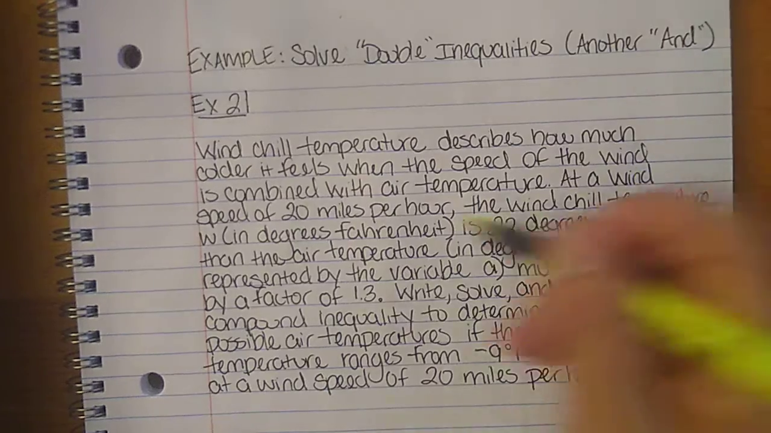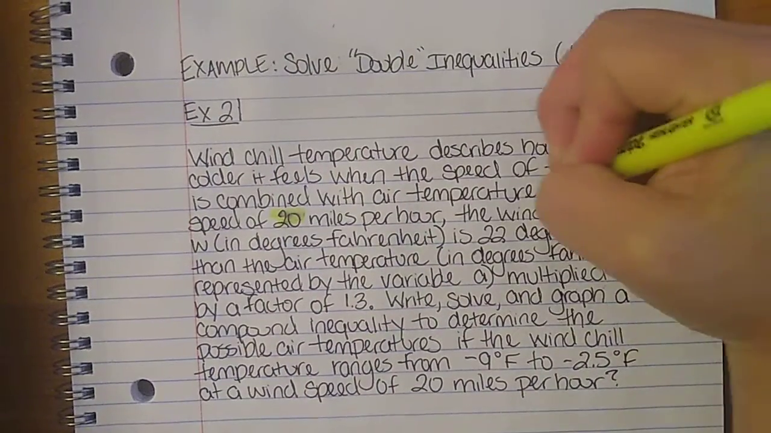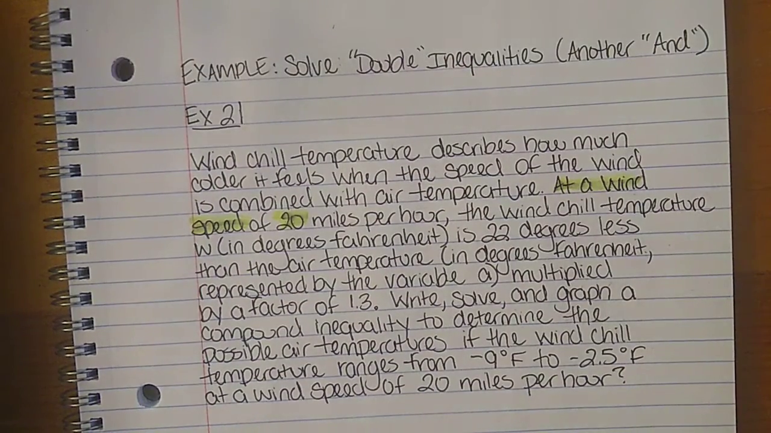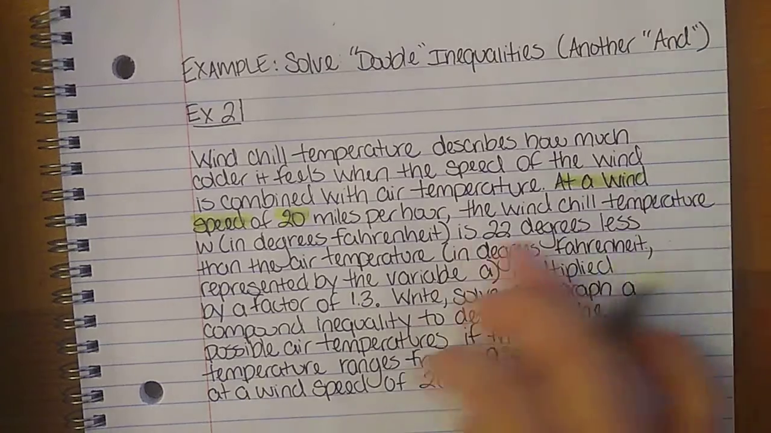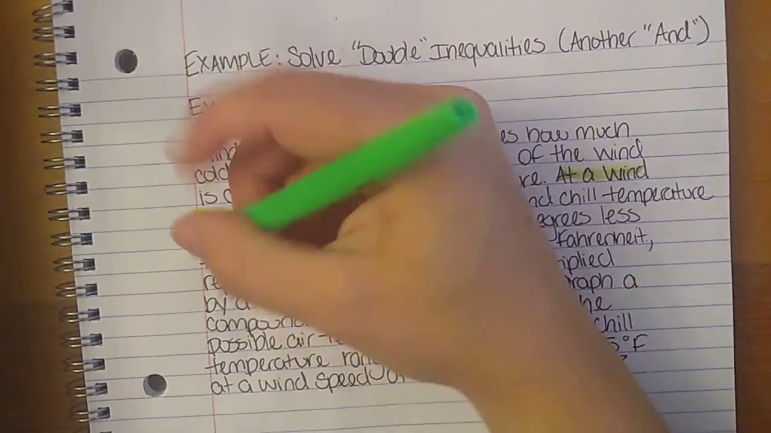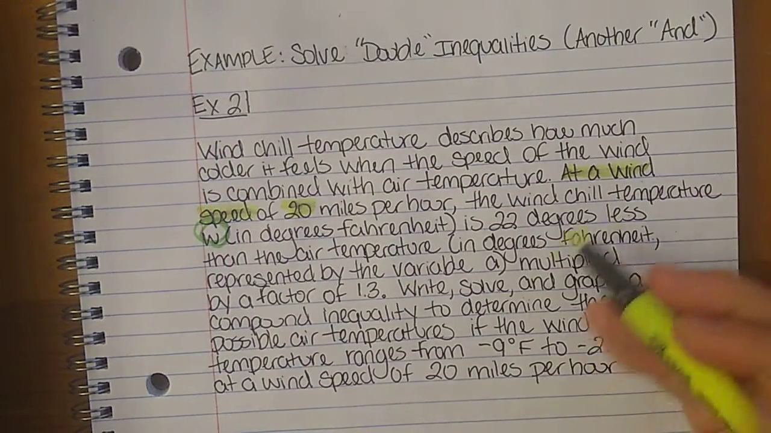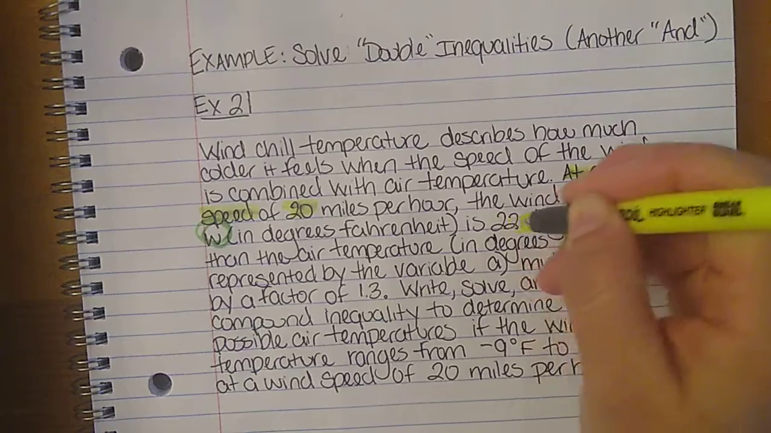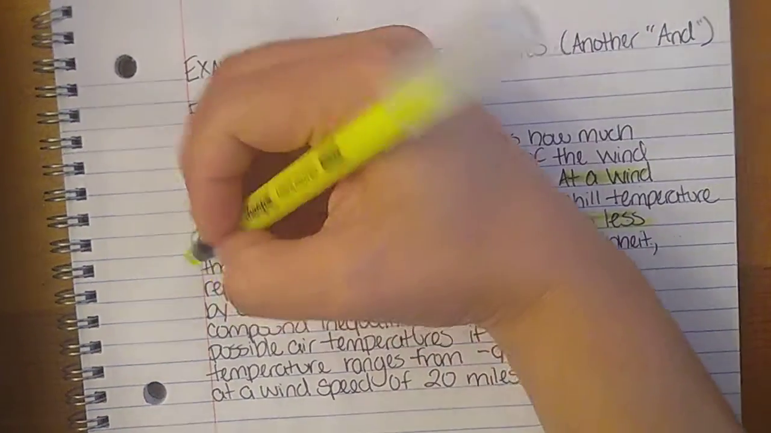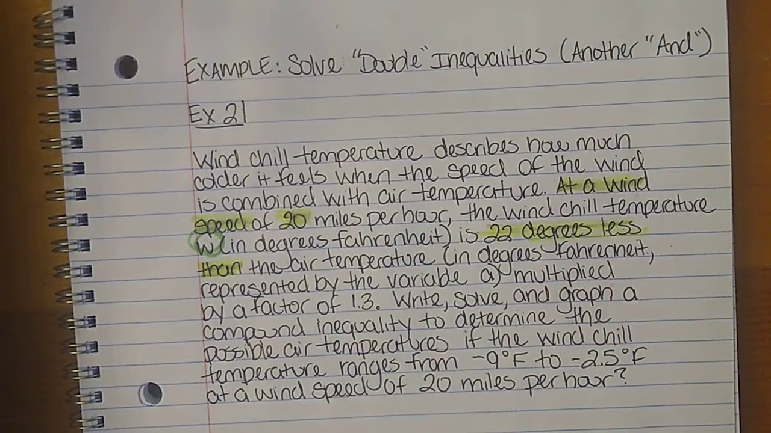So we know that at a wind speed of 20 miles per hour, so I'm going to highlight that. I don't know if I'm going to need it yet, but that is a numerical piece of data, so I'm going to grab this. The wind chill temperature W, okay, so we see a variable, we want to grab it. So we know W stands for the wind chill temperature. It's 22 degrees less than the air temperature, okay, so we want to be careful. I see less than, but I want to make sure if this is the less than I want, because we also know that less than can indicate a subtraction.